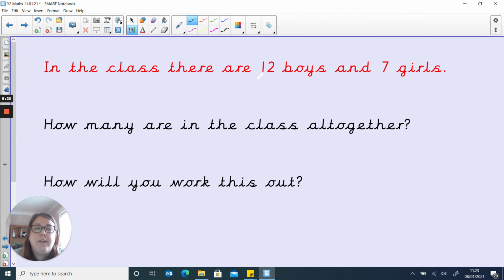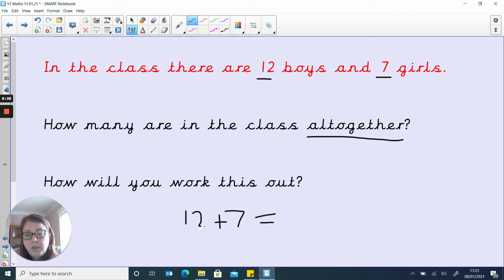So let's have a look with some number problems. In the class there are 12 boys and 7 girls. How many are there in the class all together? So again, we're adding it all together. So we need 12 and 7 added together. So let's write 12 add 7 equals. We know 2 add 7 is 9 and then add on your 10. So we know it is 19.